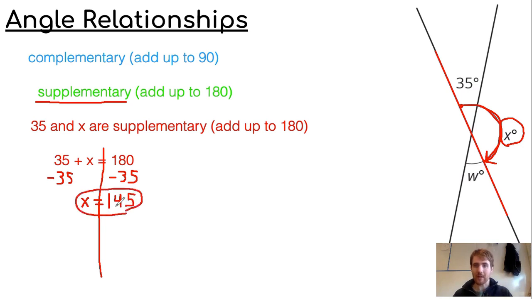And now you can see, if you wanted to, check your work. We decided this angle was 145 degrees. So 35 plus 145 should equal 180. And if you check that on a calculator, it does. 35 plus 145 equals 180. I hope that's helpful. We'll go through another example right now.